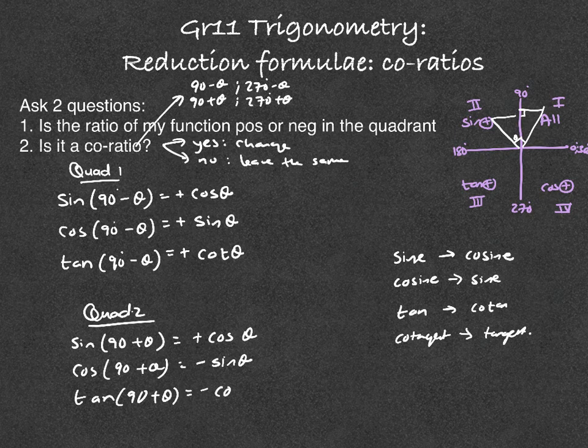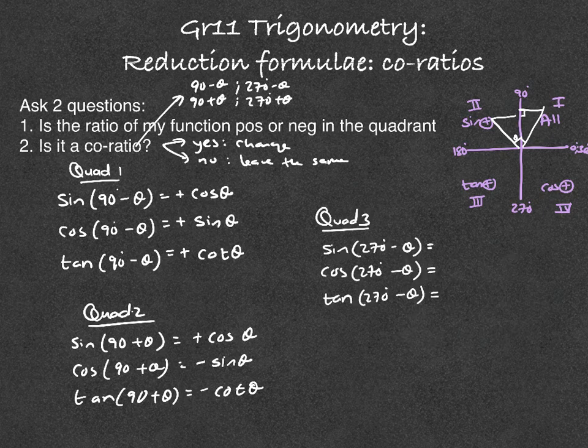What's the co-ratio of tan? That would be cot. All right, in a similar way, in quadrant 3, okay, so that is where it's 270 minus theta. All right, so we are now sitting here somewhere. All right, so there's our 90-degree triangle. Okay, so those are all those co-ratios.